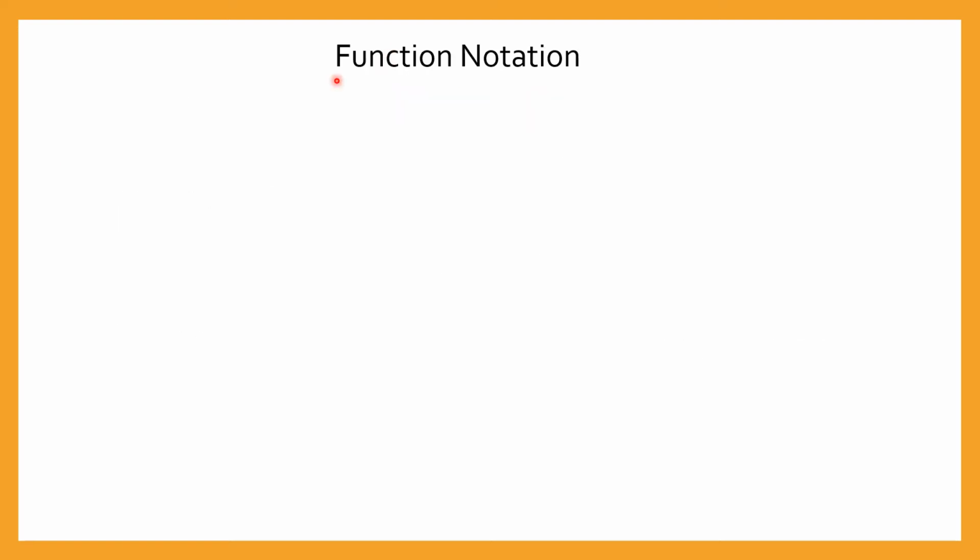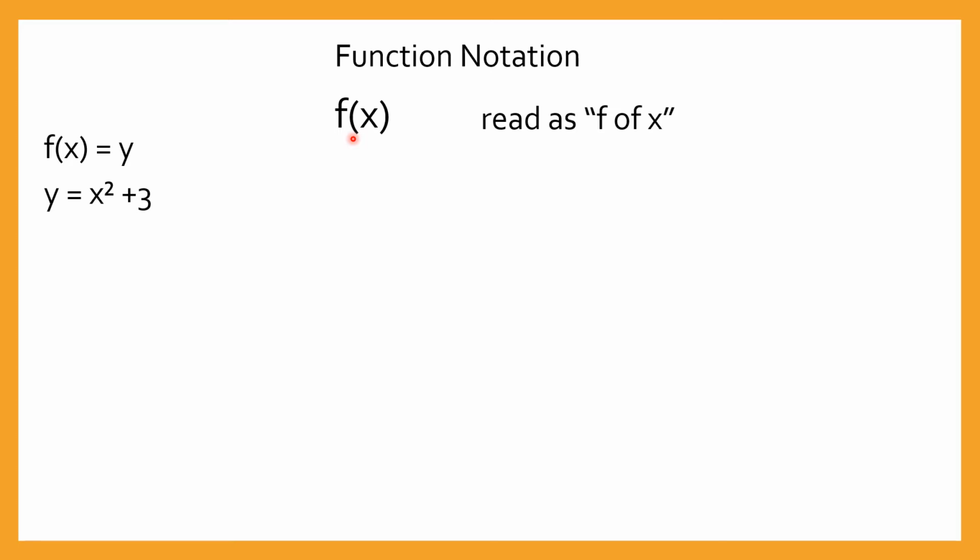Now, let's learn about function notation. So we have here f of x. Again, read as f of x, not f times x. So f of x is actually y. So we can change that. Let's say we have y is equal to x squared plus 3. We can change that y to f of x. So we have now f of x is equal to x squared plus 3. So function notation is just the shortest way of saying that we are talking about a function.